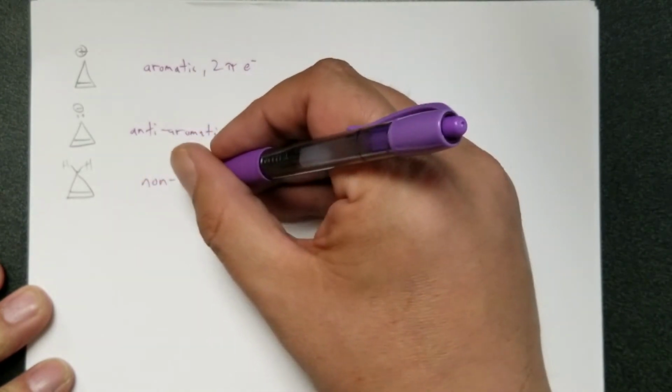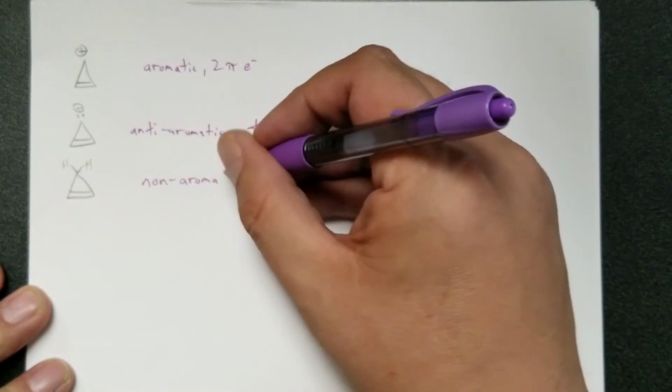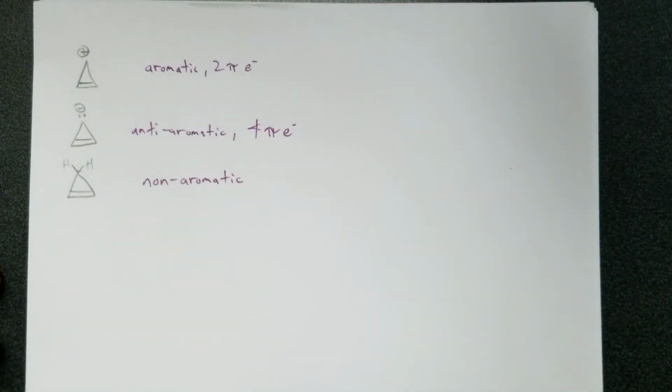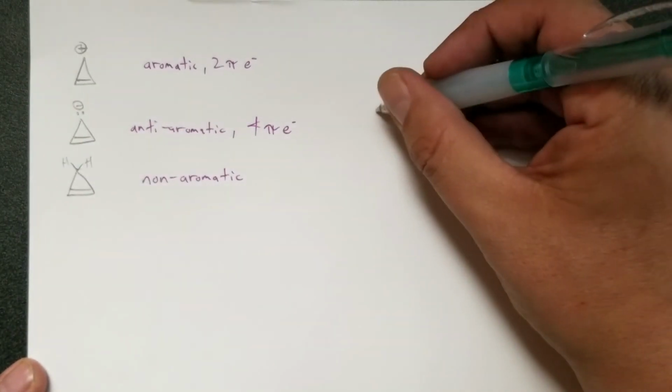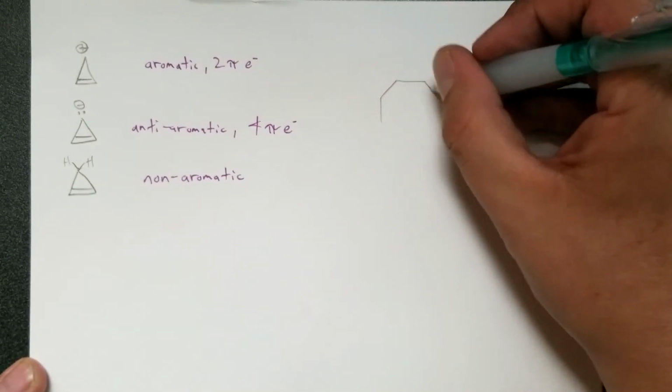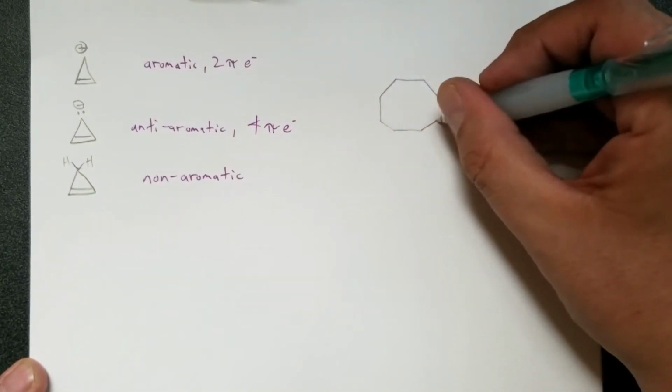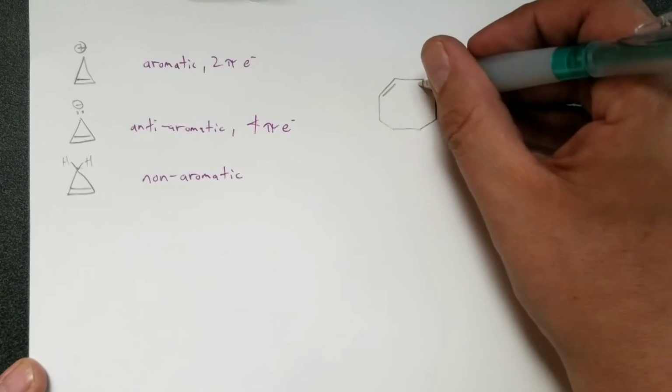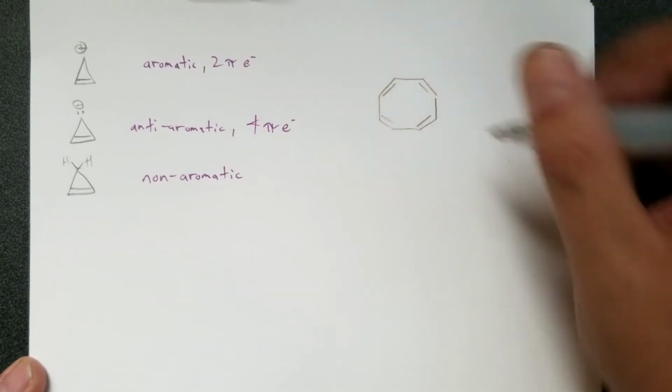So just to be clear here, I am going to be particular on the wording on this. So aromatic, anti-aromatic, non-aromatic. All right, let's go ahead and take a look at another one. So here I have a stop sign. Looks like a stop sign to me anyway.